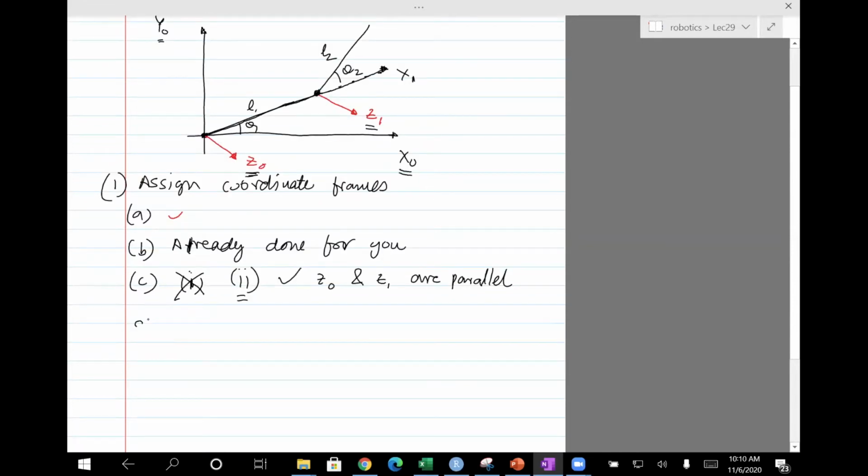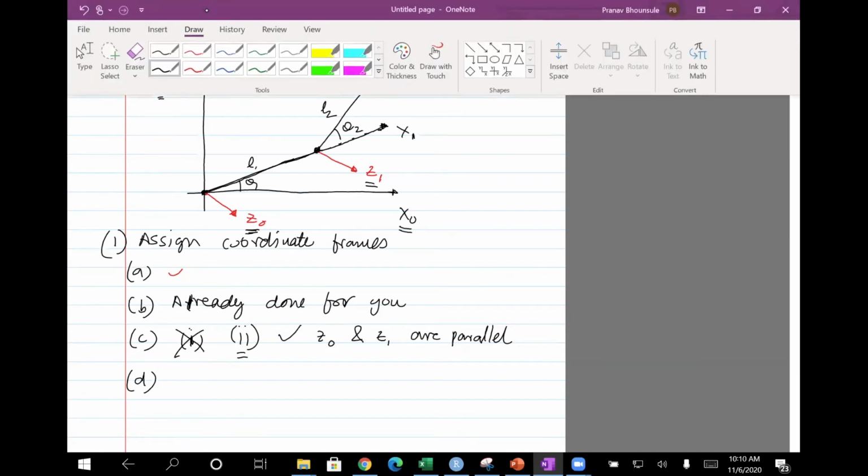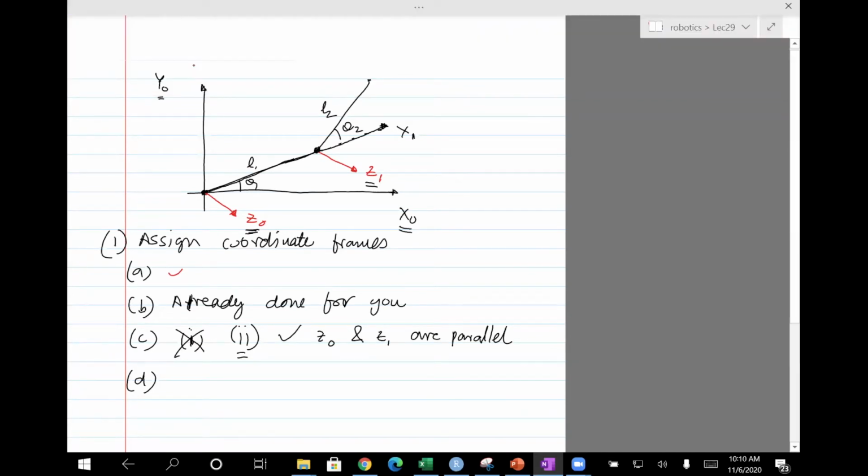The final step D is we need to attach an end effector frame, right? So we've not attached anything to the end effector. So how do you do that? Well, the suggestion here is choose Zn, where n is the end effector, to be parallel to, same direction as Zn minus 1. So here that's Z1. So let's assign Z2 along the same direction as Z1. And then we use the same logic as C. So once we do this, Z2 is attached.